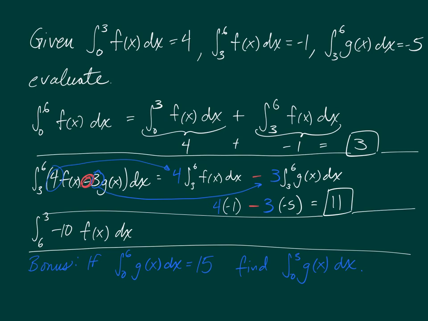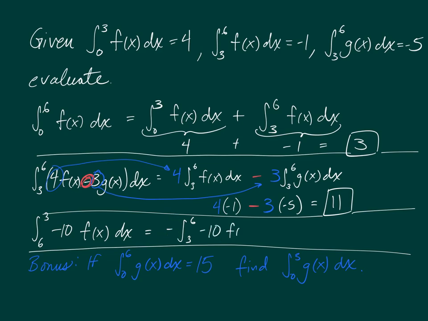Now for this last one, it's very similar to this one here. We want the integral from 6 to 3 of negative 10 times f of x. Well, this is weird. We know the integral from 3 to 6, but not 6 to 3. So how we can get our limits of integration in the correct order is if we take the opposite of that integral. So switching these limits of integration puts this negative in front.